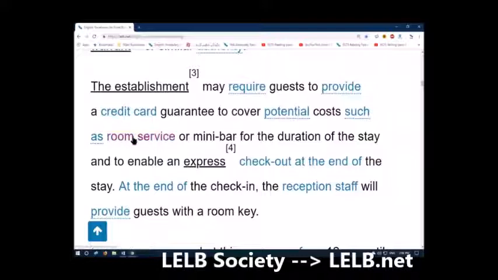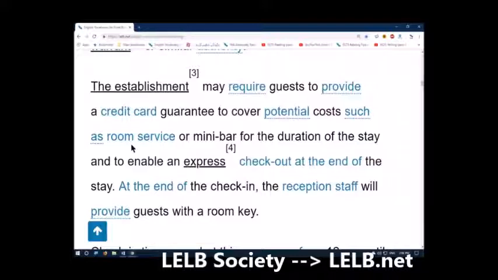And room service refers to a variety of services that you get or receive as long as you are staying at that hotel. For example, cleaning the room, or if you need some stuff and some materials, you just ask for that room service, or minibar for the duration of the stay, express checkout at the end of the stay. Okay, the rest is clear.